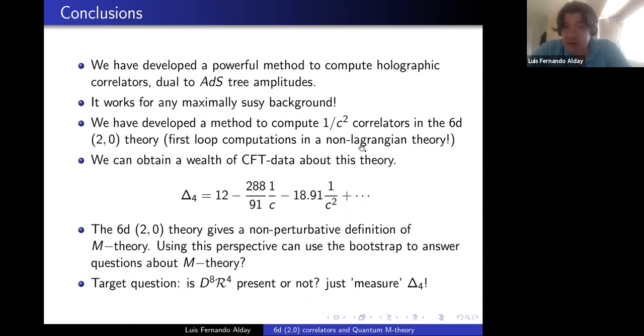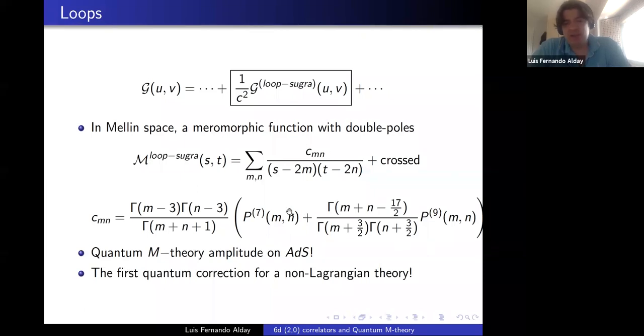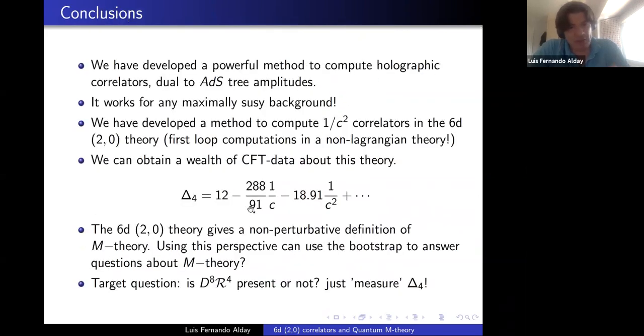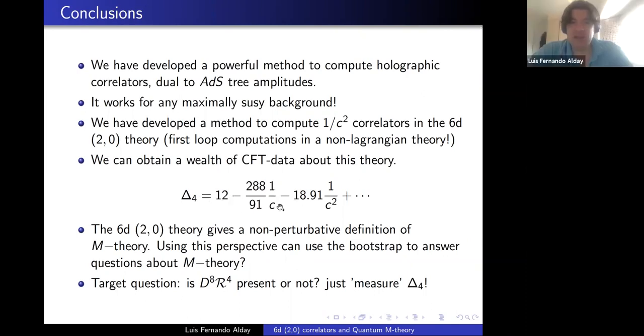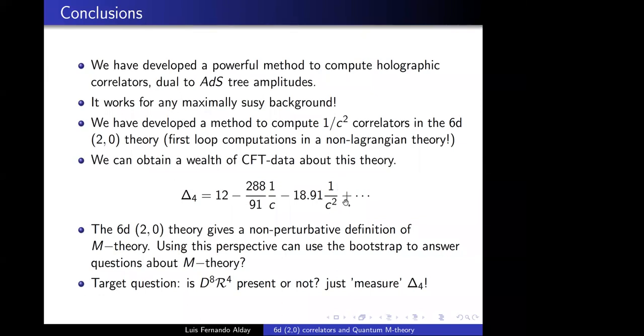And from this one, one interesting thing that you can obtain, like you can tell me, what do you do with this sort of answer, right? So what? So one thing that you can obtain now is a wealth of CFT data about this theory. So for instance, this is the anomalous dimension of the leading twist operator with spin 4. And we know that this anomalous dimension in a 1/c expansion starts with 12, now has a 1/c, and now has a 1/c squared, and so on.